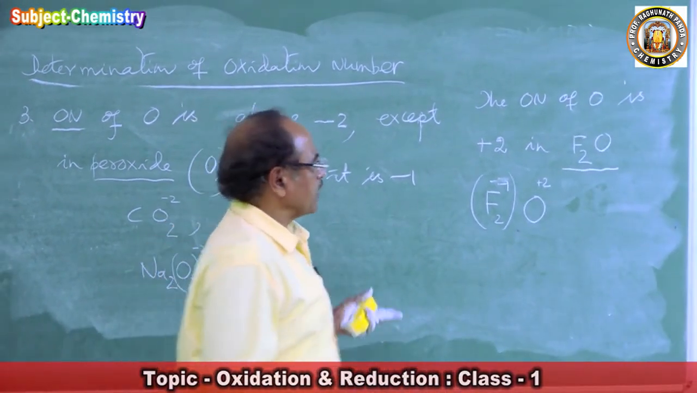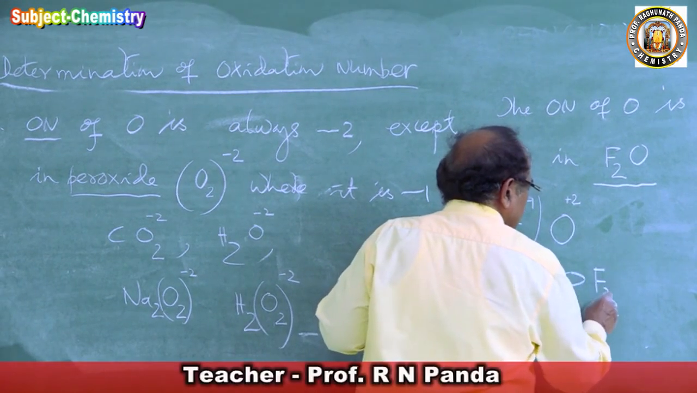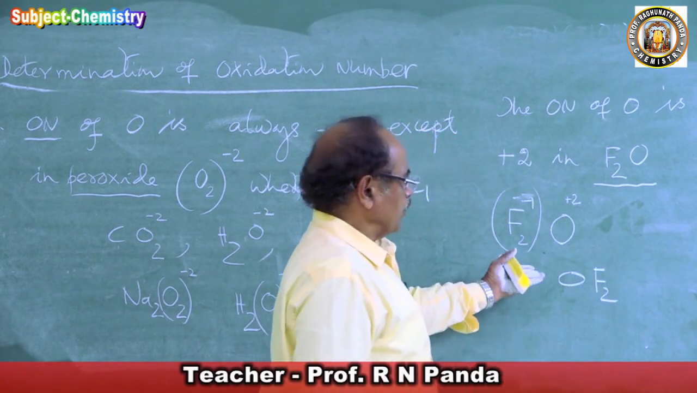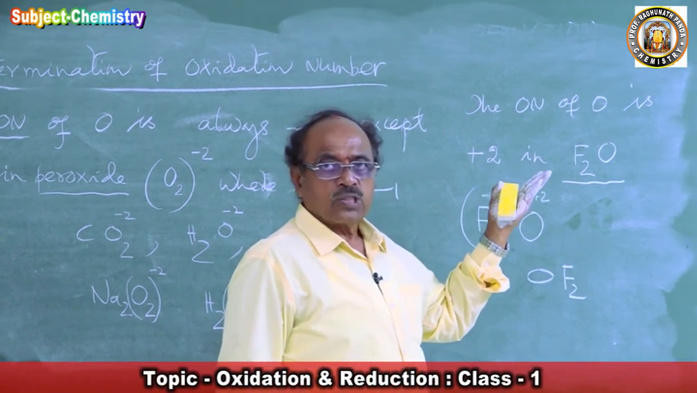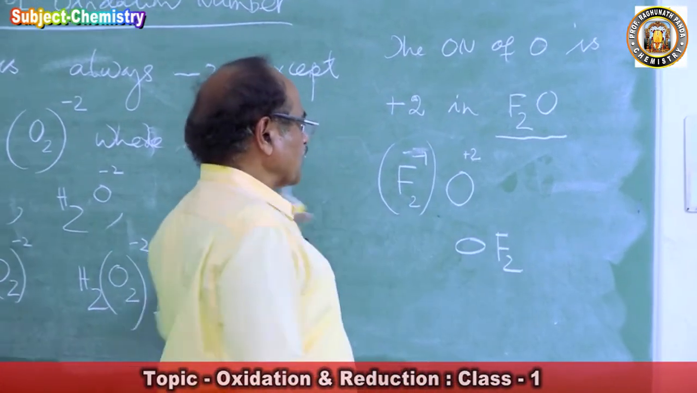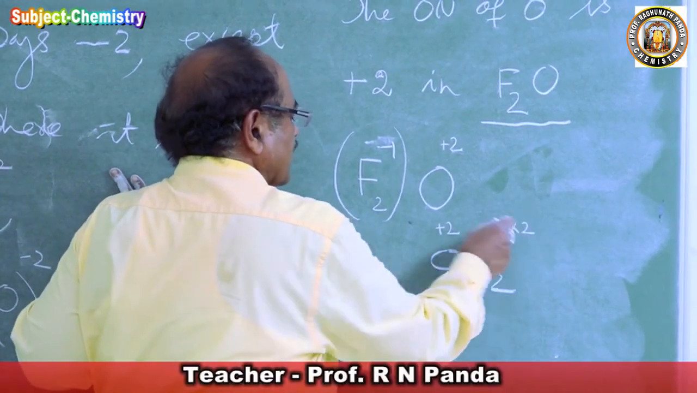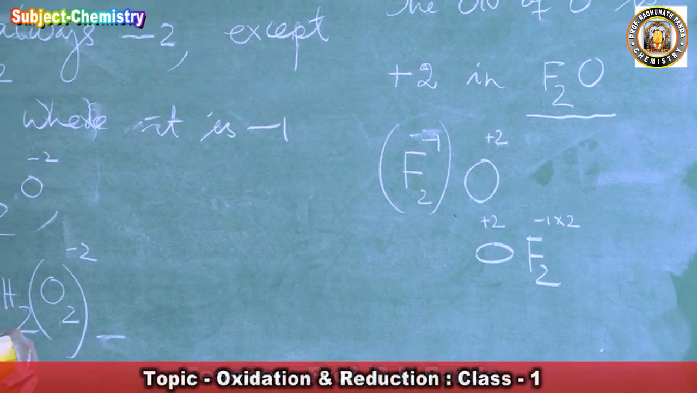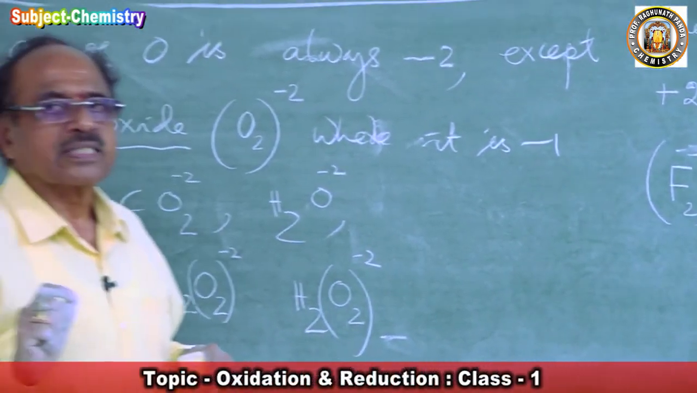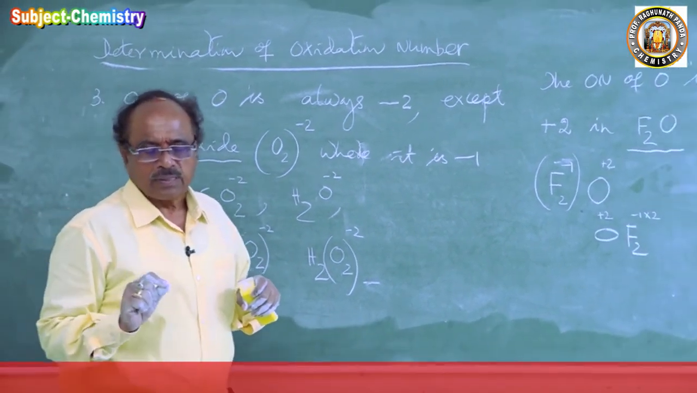In one molecule, oxygen has the oxidation number +2 in F2O. Or sometimes you can write it also, if you go by formula, first you write the basic radical, then you write the acid radical, then you write OF2. So oxygen is here +2 and fluorine is -1 into 2, -2. So the total molecule is 0. So in molecular state, all molecules have oxidation number 0. In atomic state, all elements have oxidation number 0.